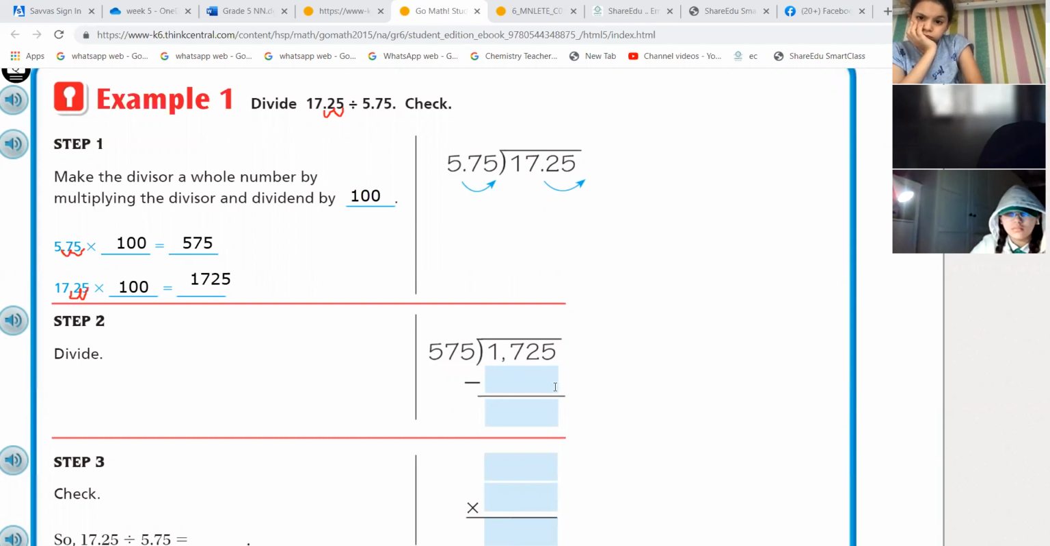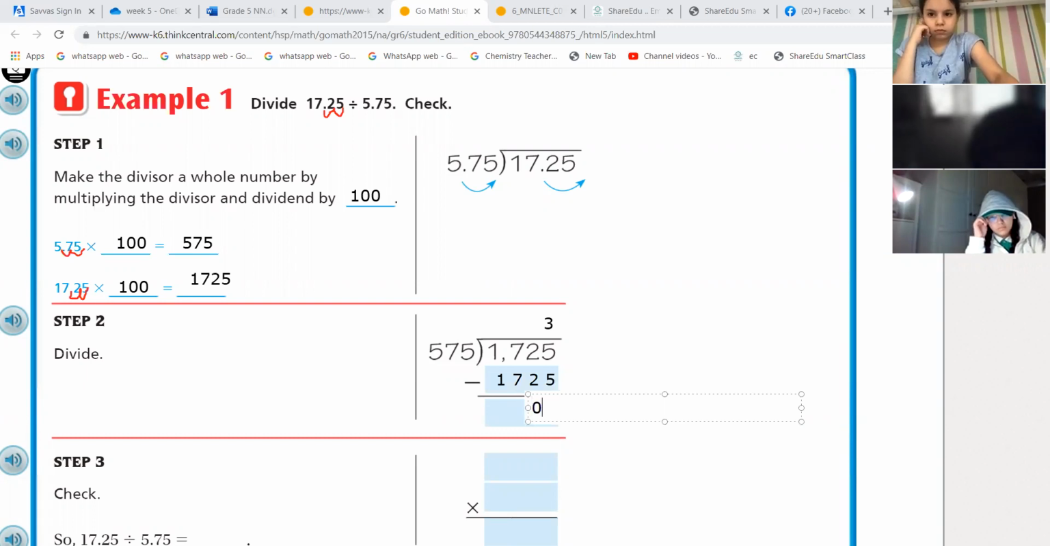Now here, division. Guys, how do you do division? 575, if you multiply to 3, why did I choose 4 numbers, girls? Because 172 is smaller than 575. I take all of them, I multiply with 3, and I get 1725. And I get a 0 here, of course.